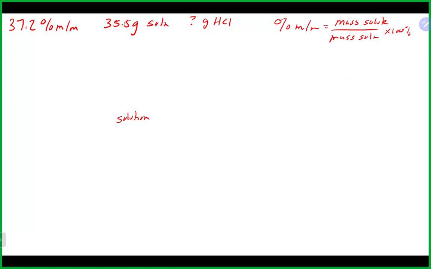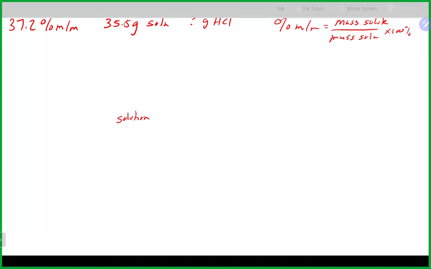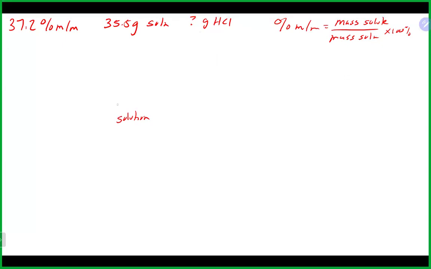Now, you could definitely plug and chug into there. You also could, if you wanted to, because you were given the mass percent, turn this into a conversion factor and take a more dimensional analysis approach. How do I know I'm looking for the mass of the solute? Again, the name of the solution is the hydrochloric acid solution, and we're looking for how much hydrochloric acid we have. So that tells us that we are looking for the solute in this case. So if I were to turn this into a usable conversion factor, that would mean I have 37.2 grams of hydrochloric acid in 100 grams of solution.